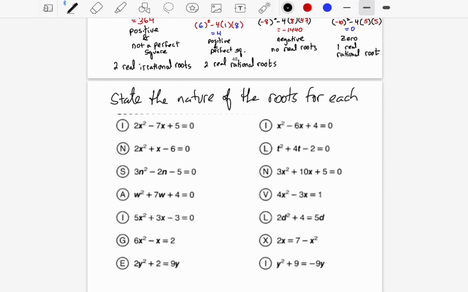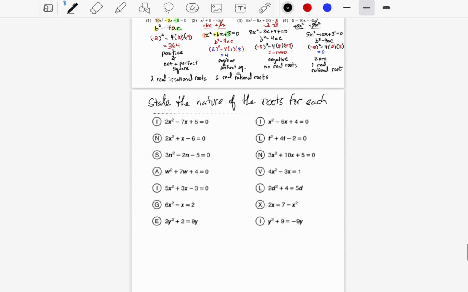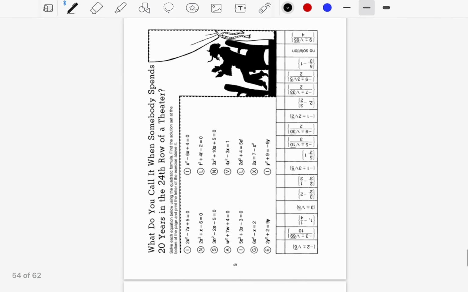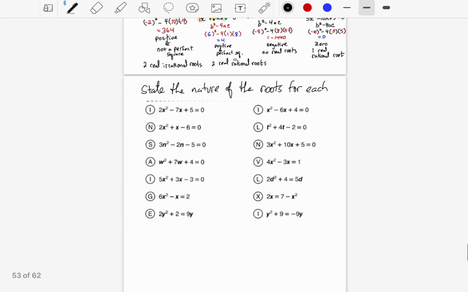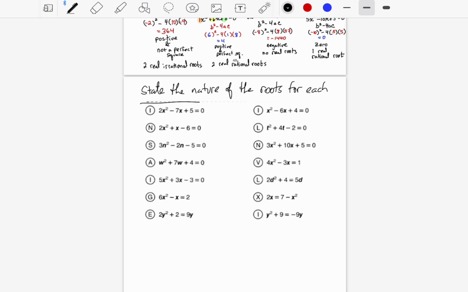I'm looking at it now. It kind of looks like a lot. Just do the first column. It's the same as your page, except I'm only asking you to do this. So find a discriminant for each one of those. Maybe I'll have another class do the other set, where I say state the nature of the roots for each, that's find and interpret the discriminant. That's what those instructions mean.